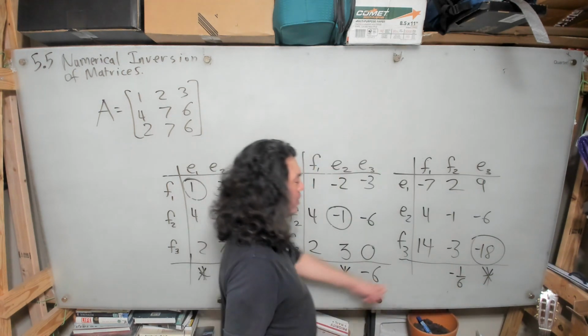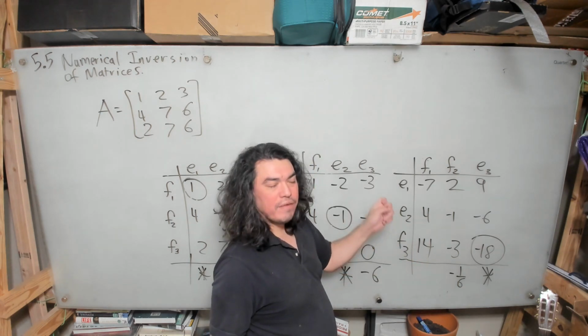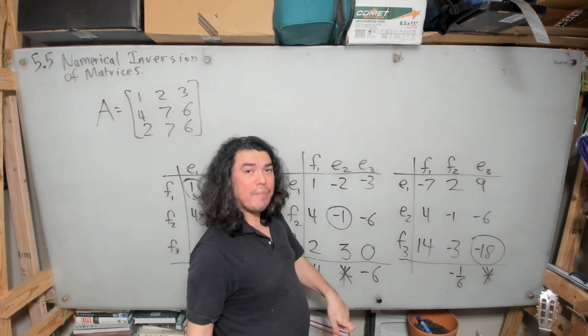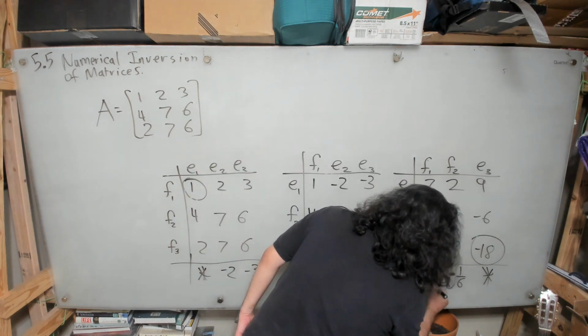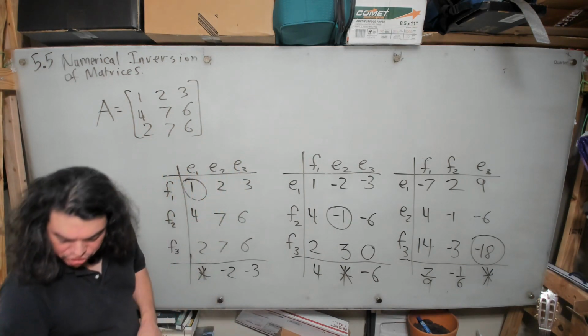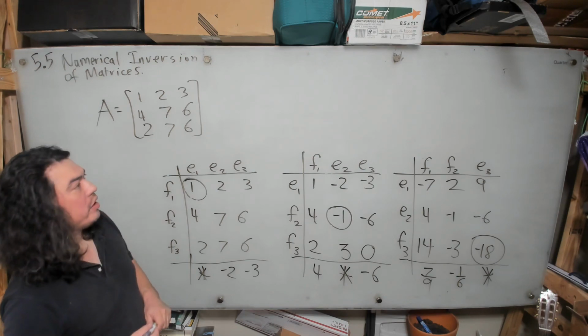Then what about the 14 divided by -18? That's going to be -14/18, which is -7/9. I multiply by -1, I get +7/9. Okay. And so now we're finally in position to do the final exchange tableau that'll give us the inverse.